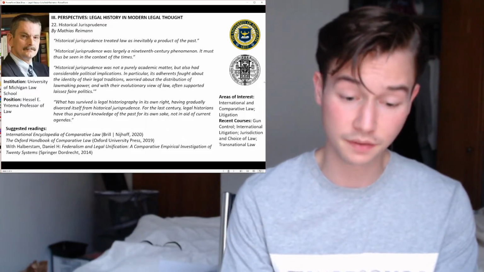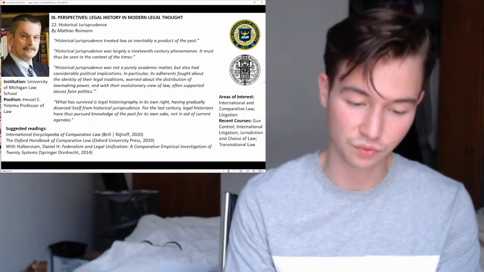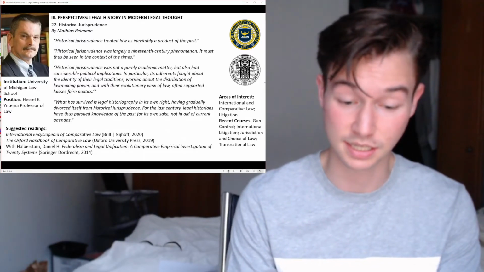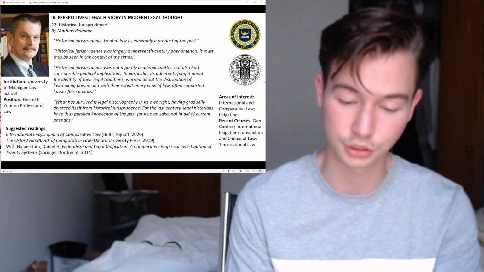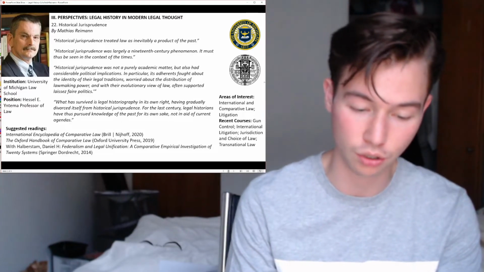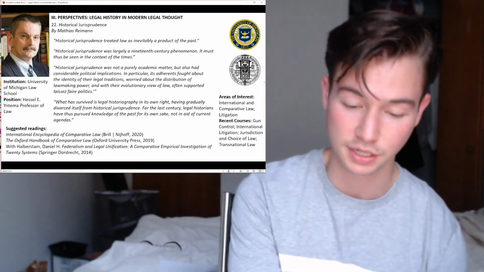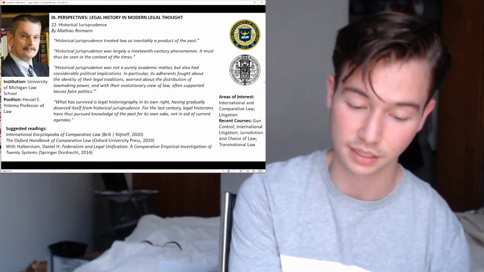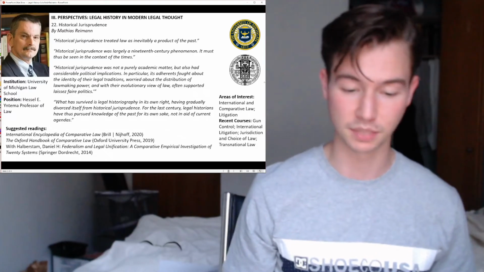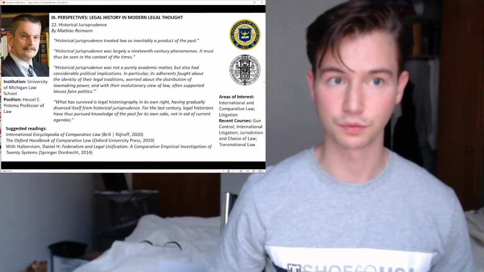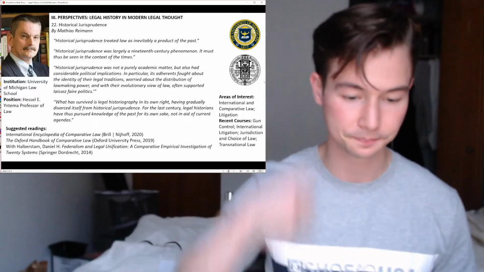So what has survived is legal historiography in its own right. Having gradually divorced itself from historical jurisprudence from the last century, legal historians have pursued knowledge of the past for its own sake, not in aid of current agendas. Most notably, Maine, Holmes, and Carter provide telltale evidence of the selective bias of distorted interpretation. In recognition, Maitland warned contemporaries that if we try to make legal history the handmaid of dogma, she will soon cease to be history. So it's now just moved to historiography, or just legal history generally, just legal history for the sake of legal history.